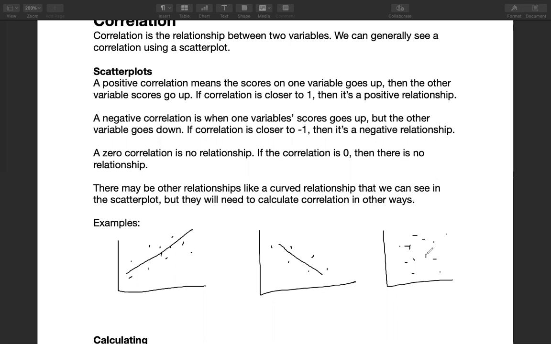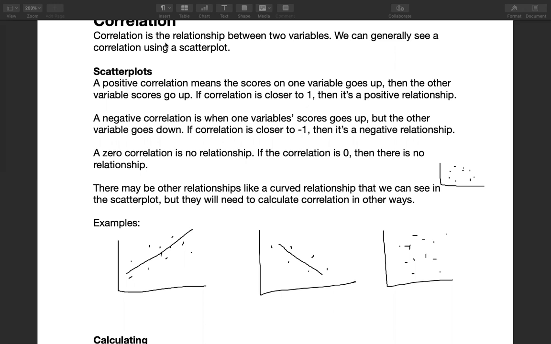And then an example just to be aware of is if we had a curve, like it looked like a parabola or something. That's not no relation, but it's definitely not linear. So there are other ways to calculate those, but just be aware that you might see those. It just means it's not linear.